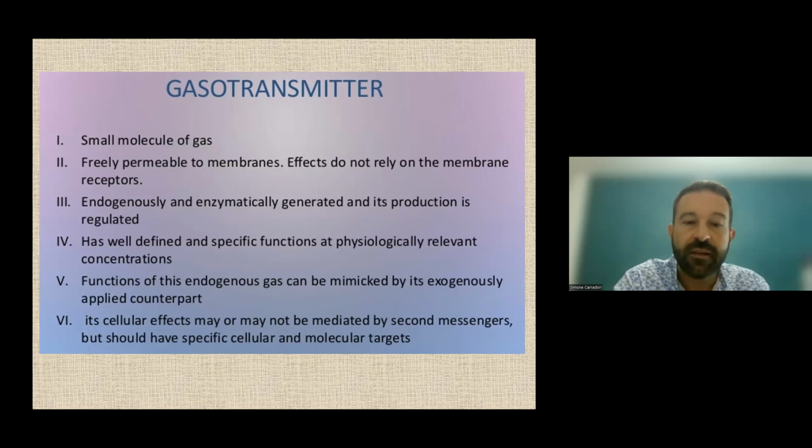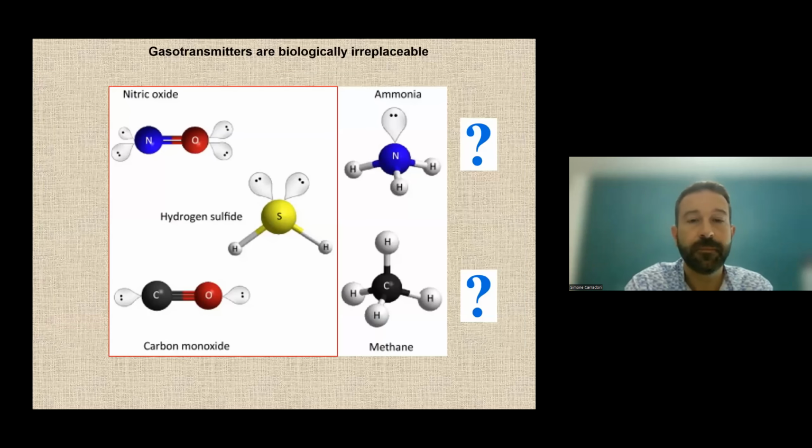Their cellular effects can be or not mediated by second messengers. In this case, these second messengers can have specific cellular and molecular targets. Gasotransmitters, the most famous ones, are usually nitric oxide, hydrogen sulfide, and carbon monoxide. Also, ammonia and methane can be considered as new gasotransmitters, despite their biological role not being well defined till now.